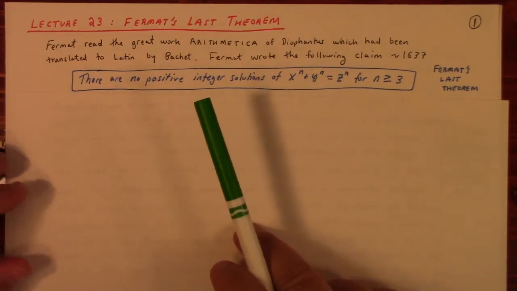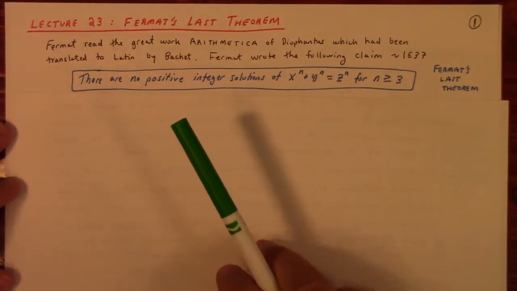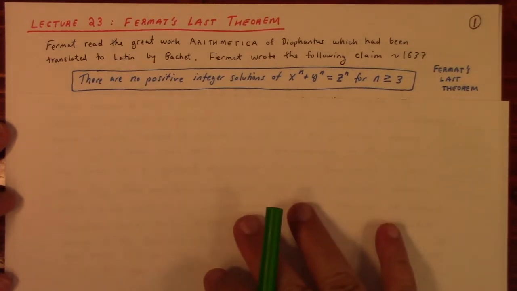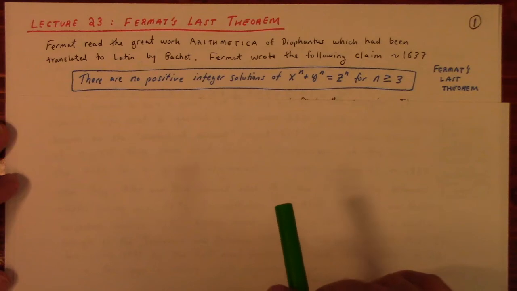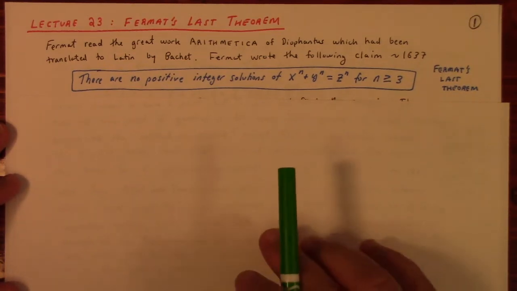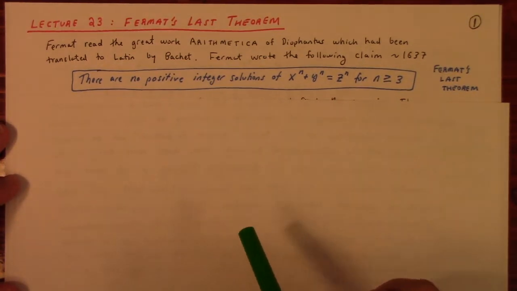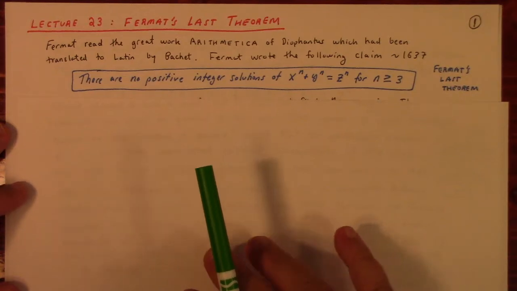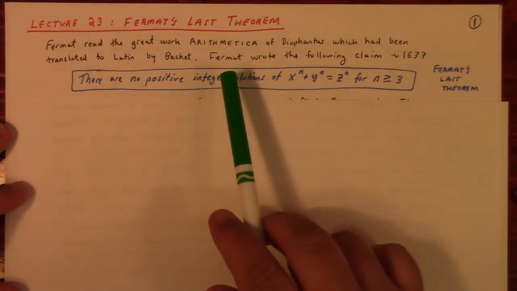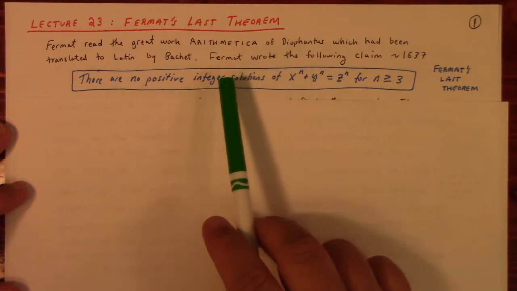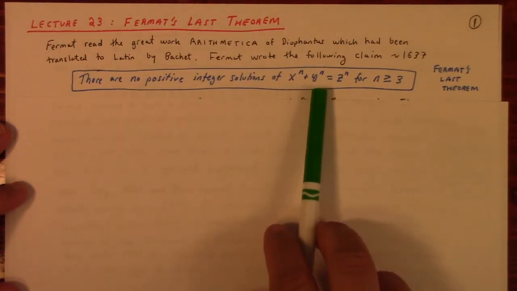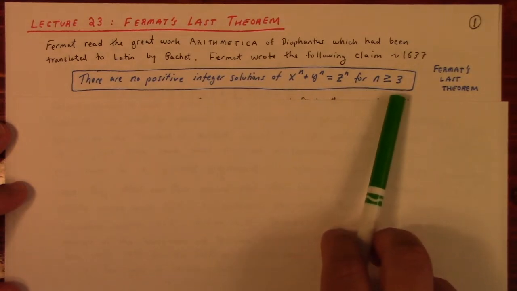That's a practice which is, I think, generally discouraged in today's libraries. I've never been encouraged to write in the margins of books at libraries today, but it is kind of a fun idea, right? Just write little notes in the books you read for other people to read. But this is what Fermat wrote in the margin of this great book by Diophantus. He said, there are no positive integer solutions of x to the n plus y to the n equals z to the n for n greater than or equal to 3.